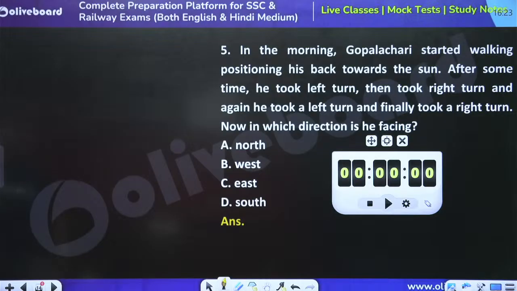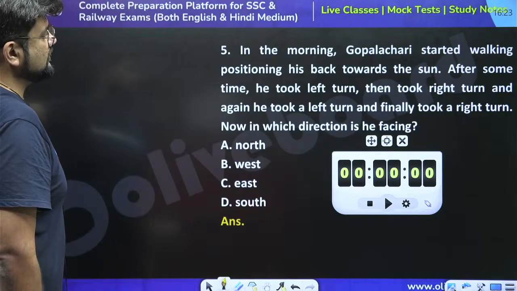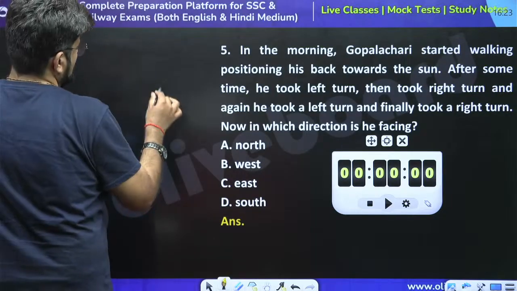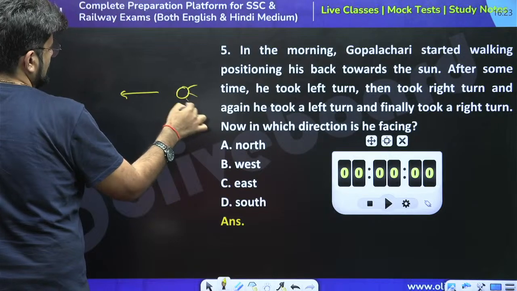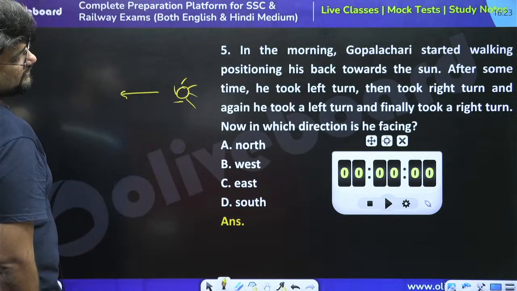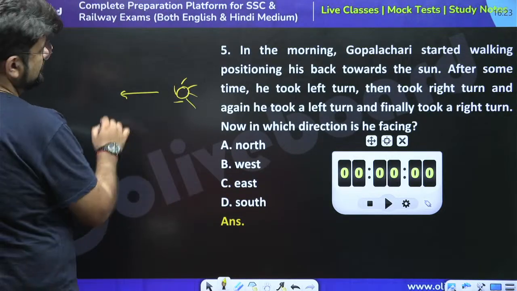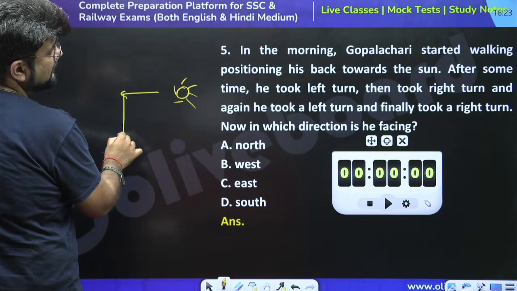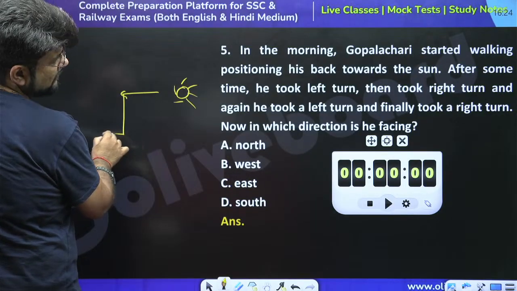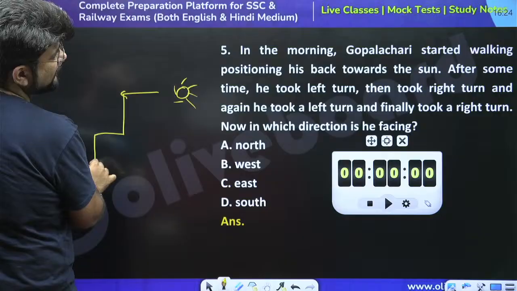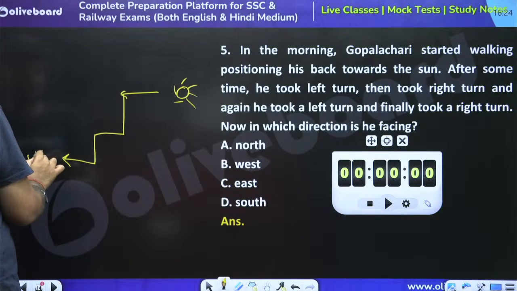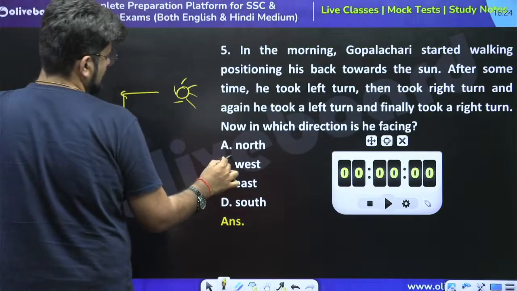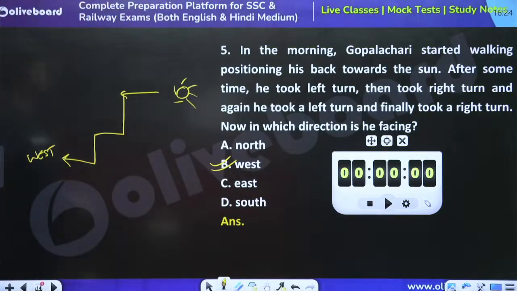Okay. Now in this question, we'll first do it with the figure only. In the morning, Gopalachari started walking, positioning his back towards the sun. So that means Gopalachari is walking in the west direction. The sun is here in the east. After some time, he took a left turn. Then he took a right turn. And then again he took a left turn. Finally, he took a right turn. Which direction is he facing now? So the answer is what? West. The answer is west. This was pretty easy. Even if you draw the figure, it's not difficult.